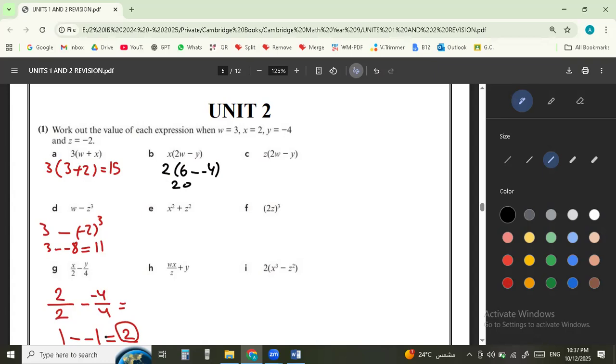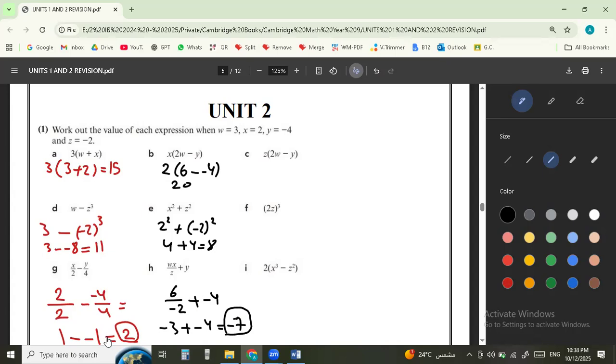Z is negative 2. Let's take it down because I want to use the same color. X squared, 2 squared, plus Z squared, which is negative 2 squared. So it is 4 plus 4, which is 8. WX, which means 3 times 2, 6 over Z, which is negative 2, plus Y, which is negative 4. What is 6 over negative 2? Negative 3, mister. Plus negative 4. They have the same signs. I'm going to add them. So negative 7.